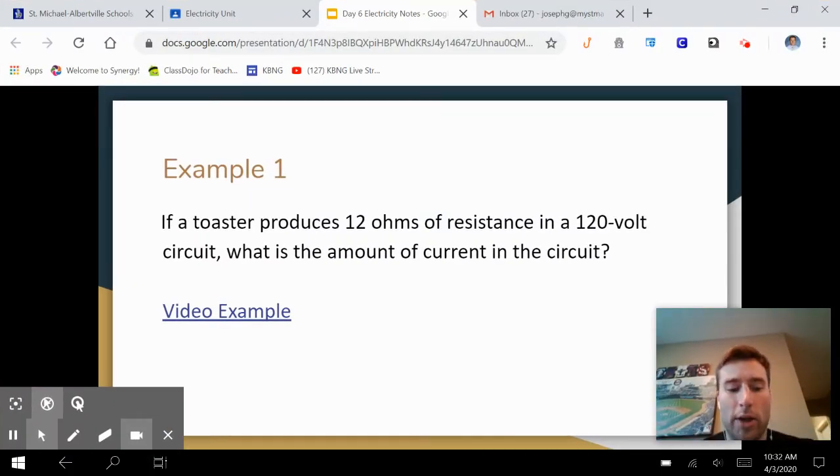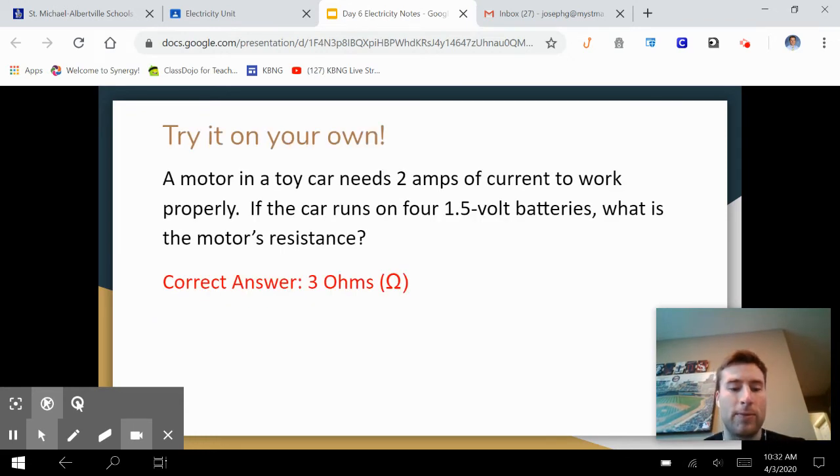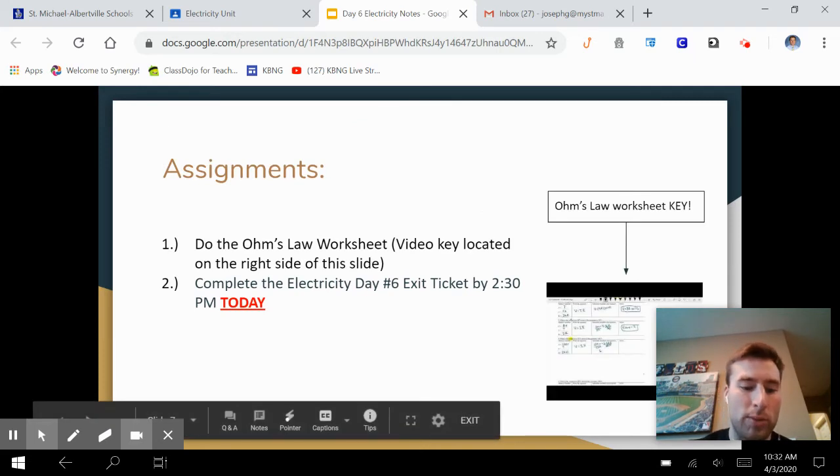So if we move on to our next example, I want you to try this one on your own. So pause the video as soon as I'm done explaining it. The correct answer is right there, so you can check your answer.